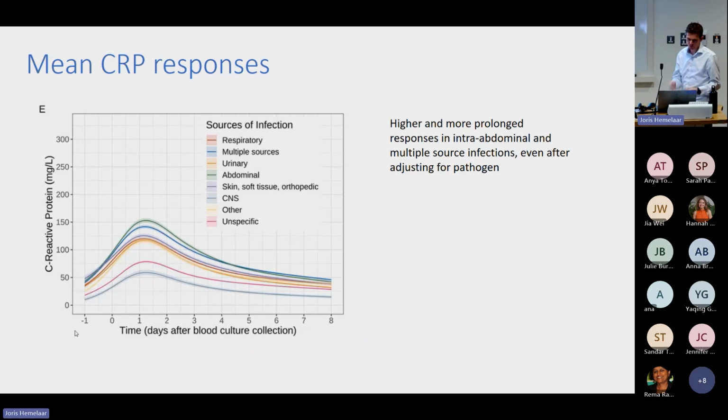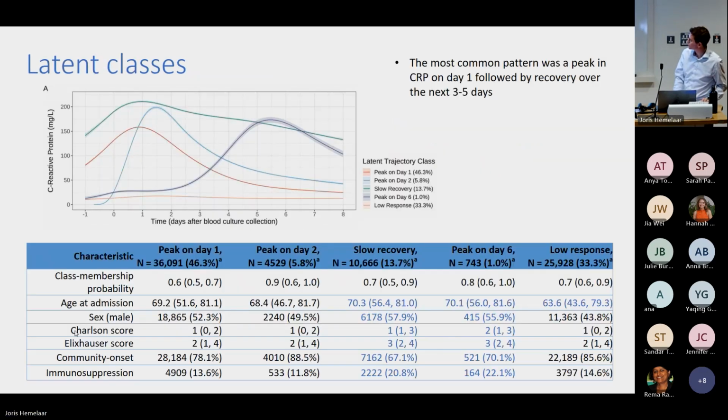So all of these things contribute to determining what happens to your inflammatory markers. When we try and divide these different things up into these different latent classes, you see that most people follow this pattern in the red that you can see, where you get a rise that peaks on day 1 after the blood culture is taken and then gradually declines over the next 3 to 5 days. There's a second group where that rise is somewhat later, and you tend to peak on day 2, but you recover in a similar way.